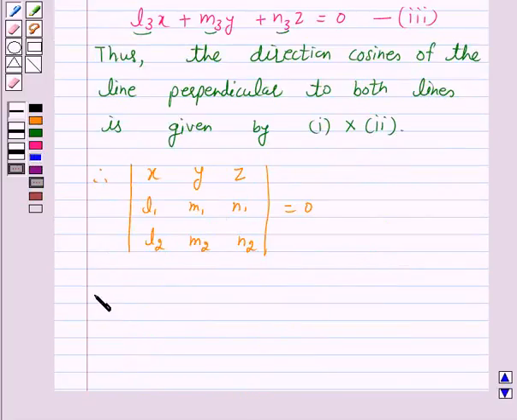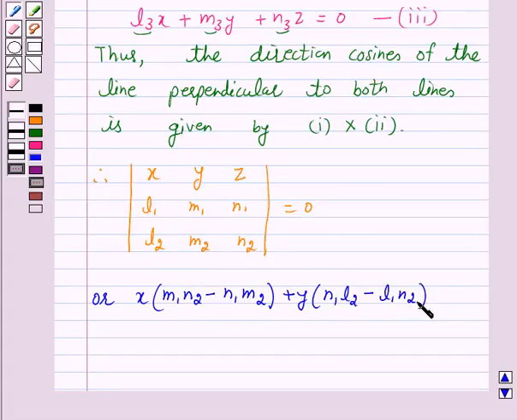or x into M1 N2 minus N1 M2 plus y into N1 L2 minus L1 N2 plus z into L1 M2 minus M1 L2 is equal to 0. Now we will compare these two equations.